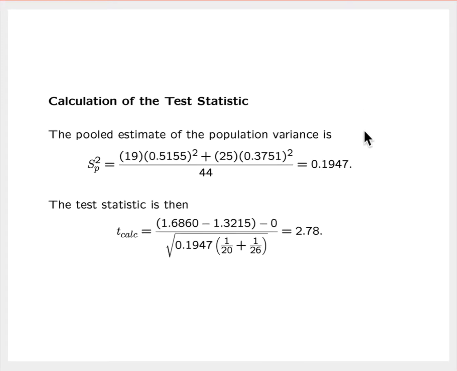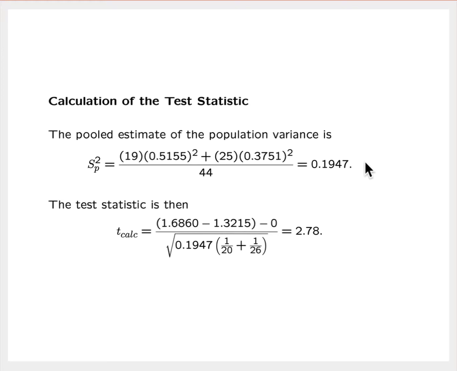Now the pooled estimate. In order to calculate the t-statistic, we need to calculate the pooled estimate of the population variance. So we're going to take the standard deviations, square them to get the sample variances, multiply them by the appropriate degrees of freedom, and then divide by the sum of the degrees of freedom, which is 44. And so sp squared is 0.1947. Now that is between the two sample variances. If you square 0.5155 and 0.3751, you will get sample variances that bracket the 0.1947.